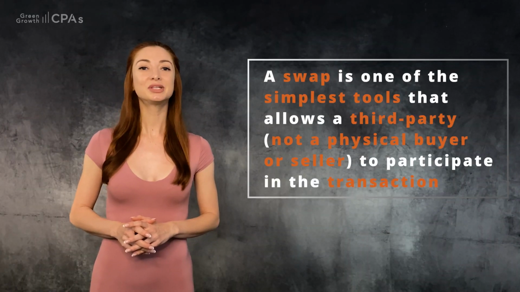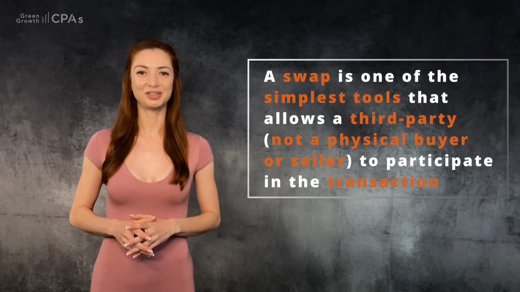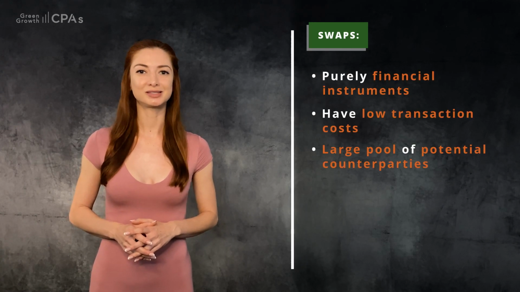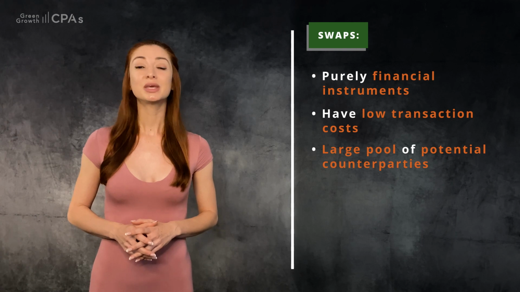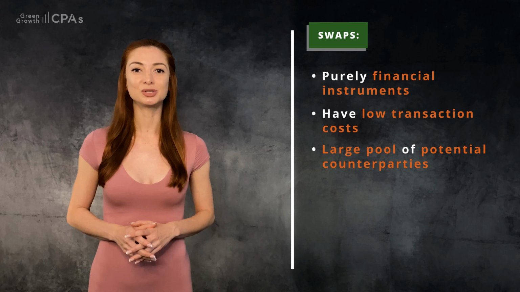A common OTC agreement, or a swap, is one of the simplest tools that allows a third party, not a physical buyer or seller, to participate in the transaction. Physical commodity market participants use swaps, which are purely financial or contractual instruments, to manage price risk exposure because swaps have low transaction costs and the pool of potential counterparties is normally quite large.